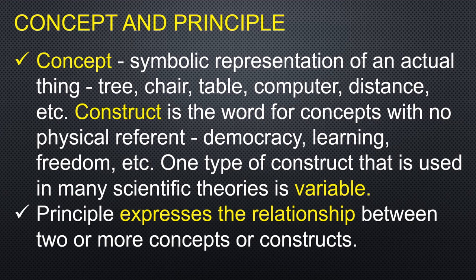So you will study the crime rate variable, whether it goes up or down depending on the number of police on the street. Principle, on the other hand, will now express the relationship between two or more concepts. So, something like when you say police omnipresence is a key to crime prevention or lower crime rate. So that's a principle.